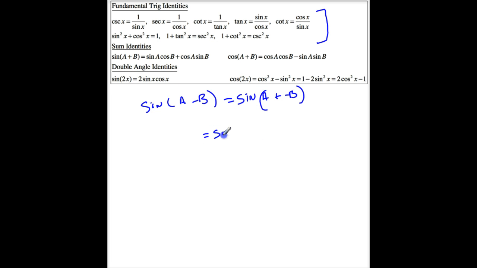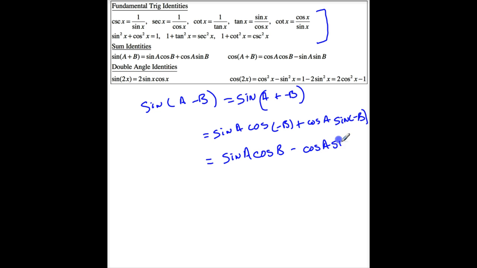So this is sine of A, cosine of minus B, plus cosine of A, sine of minus B. And your signs will fall out for you. This is sine of A. Cosine of minus B is just cosine of B. Now the sine of minus B is going to become negative, so cosine A sine of B. I do not have the negative ones memorized. I just memorized this one right here. Same thing for cosine.